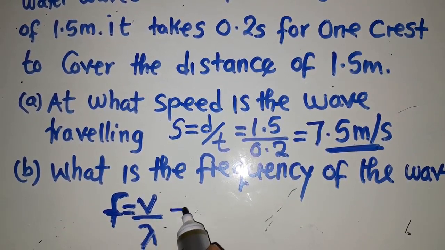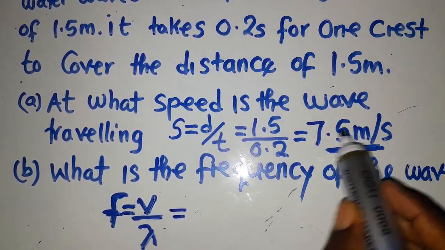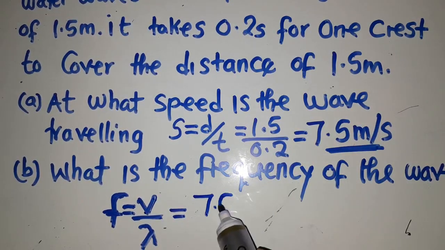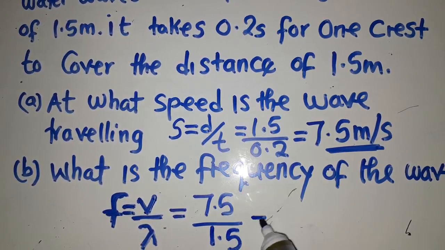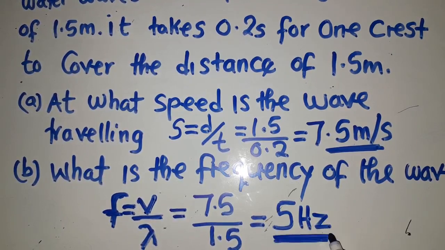So now you say this is equal to, what is your velocity? Your velocity, you answered this one now, which is 7.5 over, what is your wavelength? Wavelength, that one 1.5. So what is your answer here? When you divide, the answer that you're getting is 5. Then you put what? Hz. Just put Hz. These are the units. So just like this, you are done.